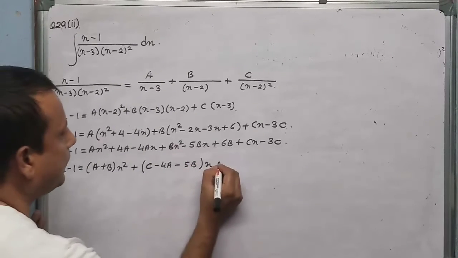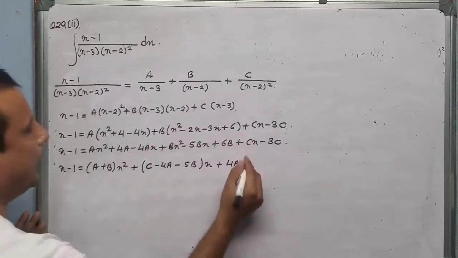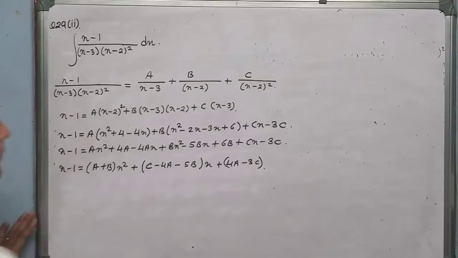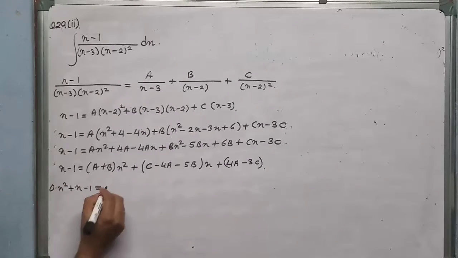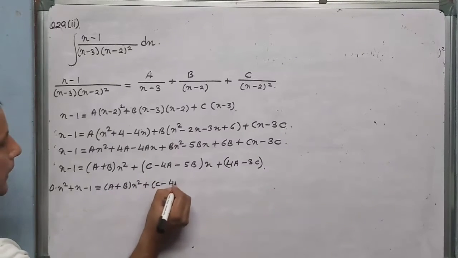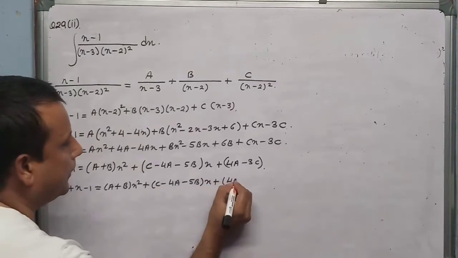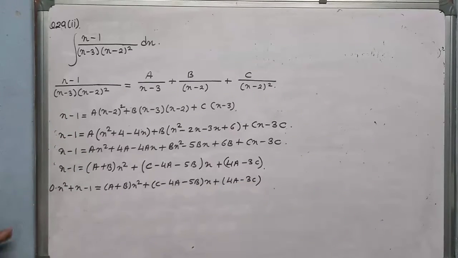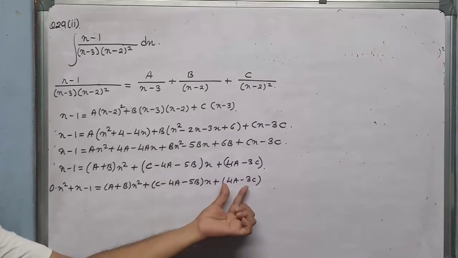And the constant quantity over here is 4a minus 3c. Now that this is quadratic, but x minus 1 is there, so I'll make one quadratic. 0 into x square plus x minus 1 is equal to (a plus b) into x square plus (c minus 4a minus 5b) into x plus 4a minus 3c. For this question, it's not possible to get the value of a directly. Now the constant, in the previous one the constant was a, now over here the constant is 4a minus 3c.